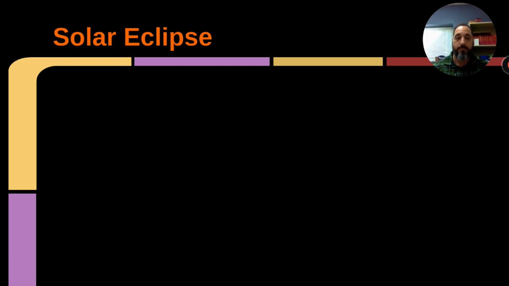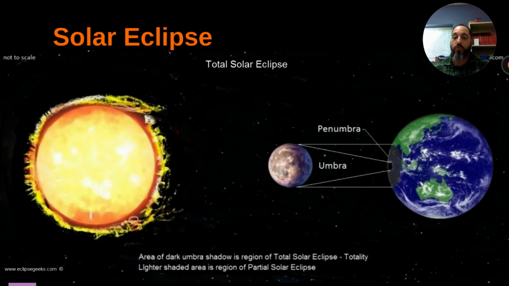So our solar eclipse. Now, solar eclipses have much smaller shadows than lunar eclipses because the moon is what's doing the blocking in a solar eclipse. The moon is getting in between the sun and the earth and casting a small shadow onto the earth.